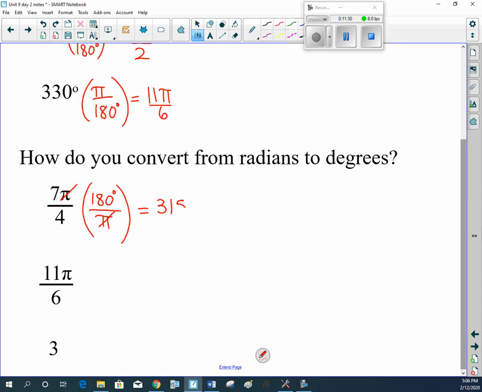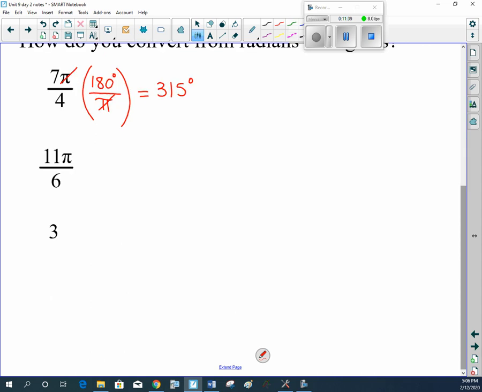So make sure you put your degree symbol, because 315 radians is way different than 315 degrees. 11 pi over 6, if I want to convert that, I'm going to multiply by 180 degrees over pi, reduce the pi's. So then I just go 11 times 180 divided by 6, and we end up with 330, right? And we have that above in our other conversions. So remember, we're doing degrees, so I'm going to draw the degree symbol.